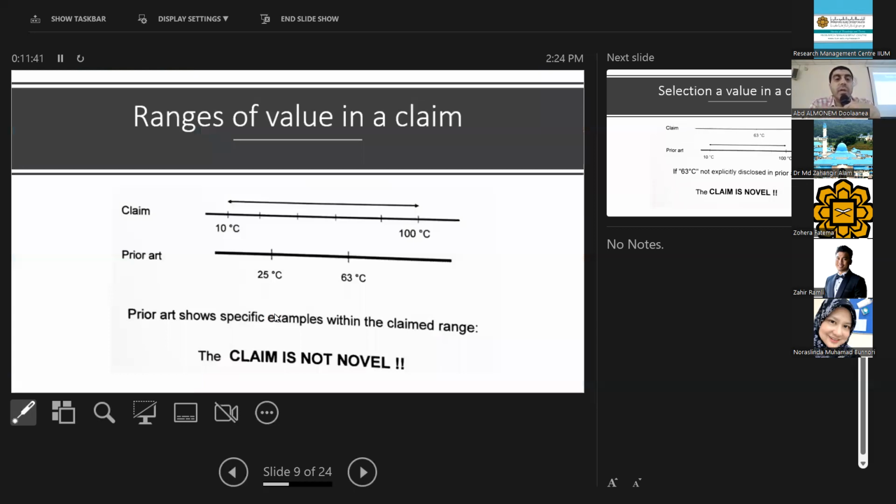Range of value in a claim. So if the prior art is between 25 to 63, for example, for a process for heating or process for doing something, extraction or something, then you want to claim between 10 to 100, you cannot. You are considered not novel. It is very important for the people who are doing process, extraction process, manufacturing process, chemical engineering, and so on. So this is very important.